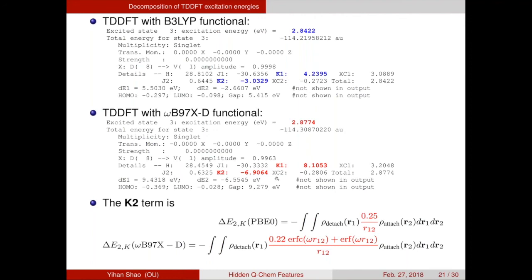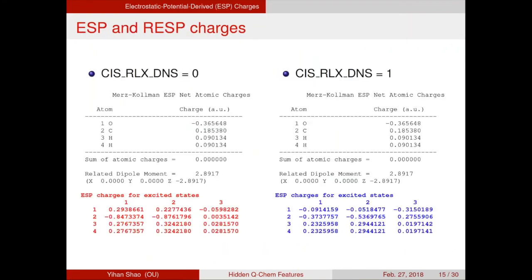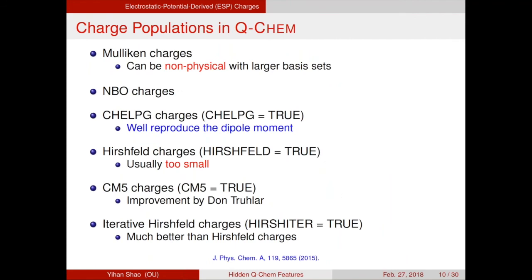Maybe one more quick question. You told us about a few very appealing sounding point charge schemes, CM5, iterative Hirshfeld, and the ESP charges you introduced. Would you recommend one of those over the other, or is there a particular situation where one of those is a better choice?